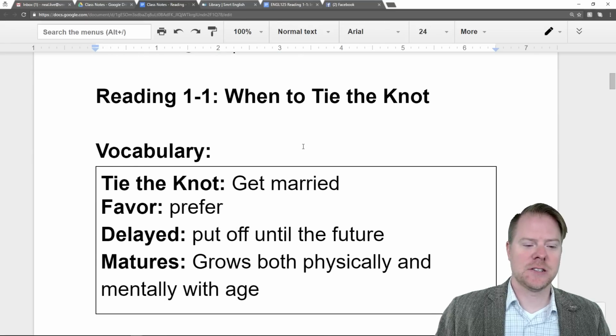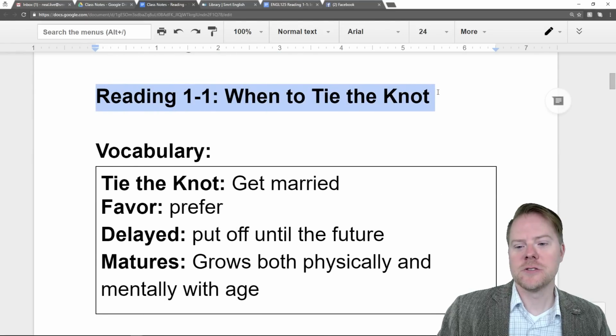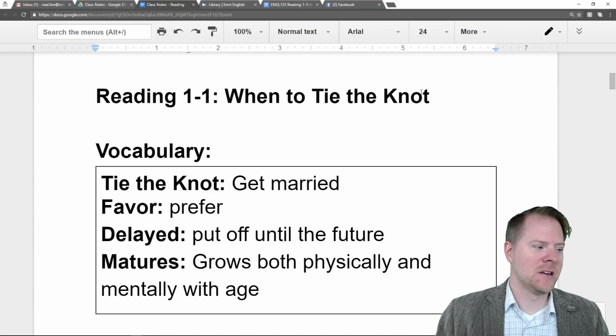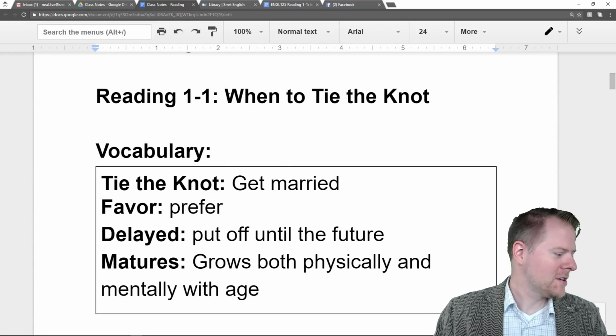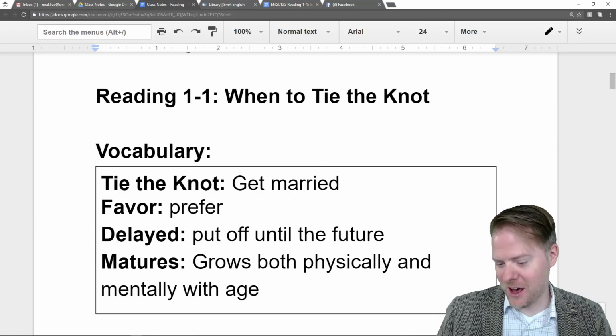Okay, let's get started. Our reading is called When to Tie the Knot. The name of this reading is When to Tie the Knot. Yes, Rose, as you can see, a lot of work today.